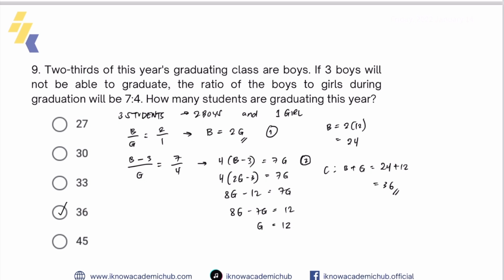Now, someone may ask, Sir, 3 boys will not be able to graduate, so we have to subtract 3? No, because it's only stated here if 3 boys will not be able to graduate. That's just an if statement. Okay? So again, please keep sharing our Facebook Live.